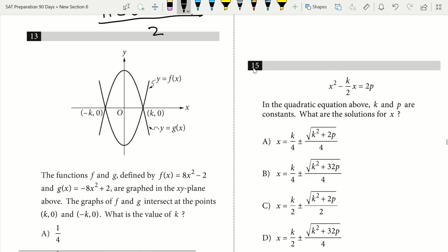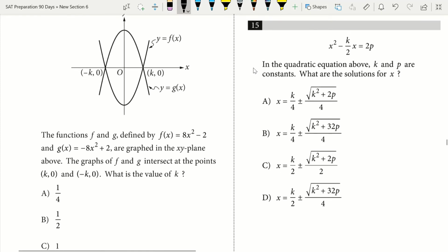All right, question 13. So we've got two graphs. The functions f and g defined by f of x equals 8x squared minus 2 and g of x equals negative 8x squared plus 2 are graphed in the xy plane above. The graphs of f and g intersect at the points (k, 0) and (negative k, 0). What is the value of k? All right, so we got to solve where these are equal to each other. So what we can do then is we can just set them equal to each other.